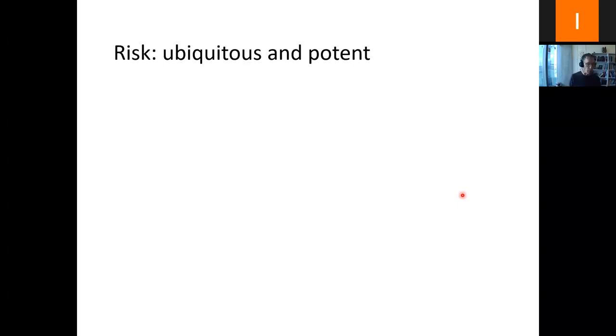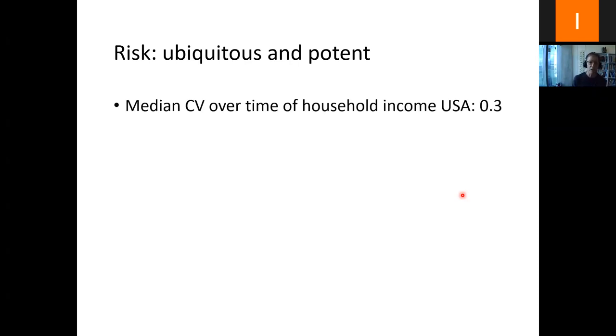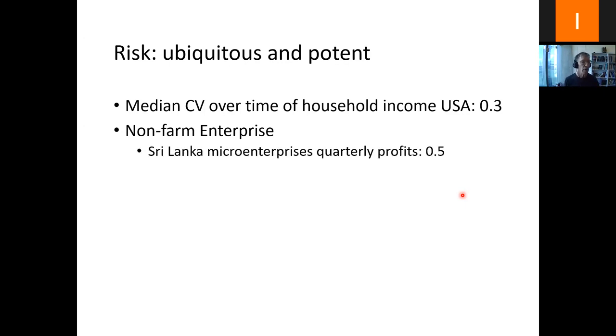So risk is ubiquitous and it's potent in the lives of people in developing countries. Just to give you an idea of the magnitudes, the median coefficient of variation over time of household income in the United States is about 0.3, so the standard deviation is about 0.3 of the mean. For non-farm enterprises in Sri Lanka, for example, the coefficient of variation of their quarterly profits is about 0.5, so almost twice as much as what we see in the United States.